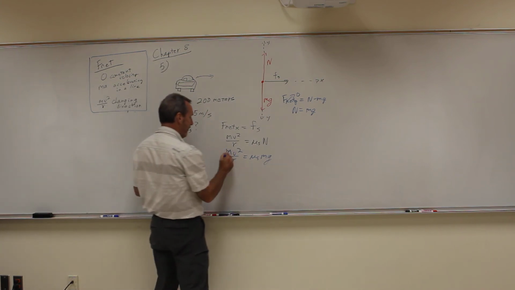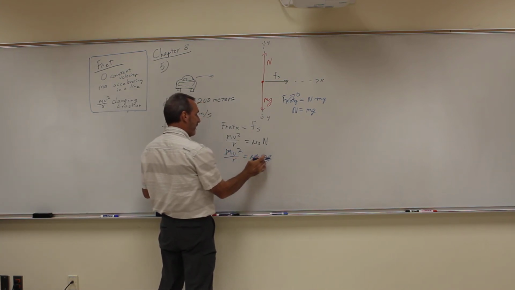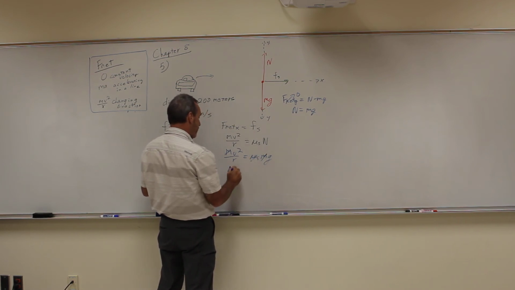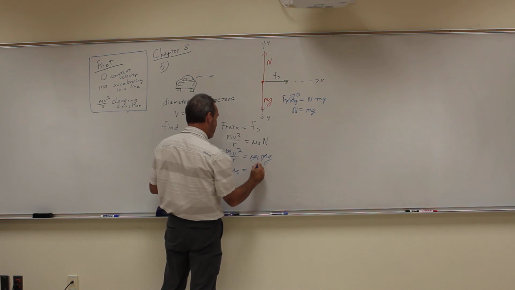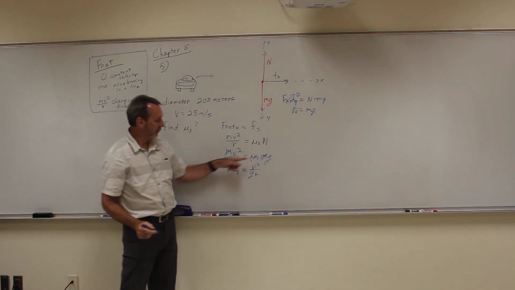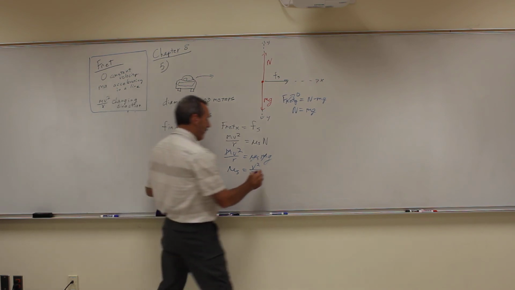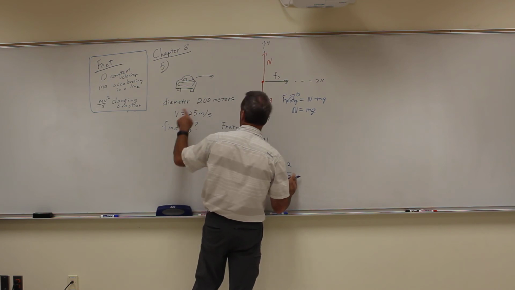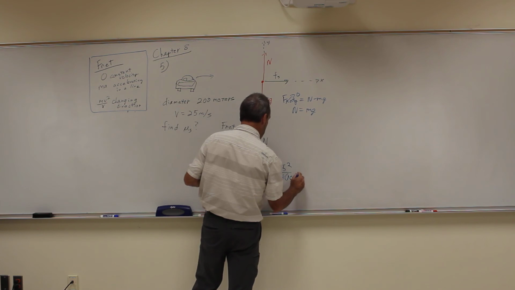And the m's cancel. We're going to solve this for mu sub s. So mu sub s is just going to be equal to v squared over gr. I divide both sides by g. And I know all that, so I'm going to plug that in. That's 25 squared over 9.8 times, actually 100. We've got to be careful because that's the diameter. We need the radius.